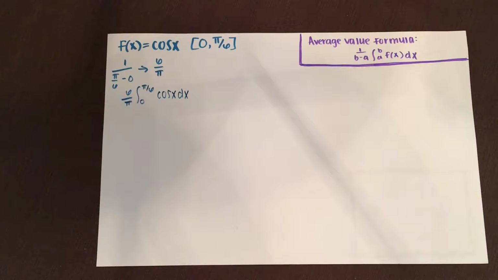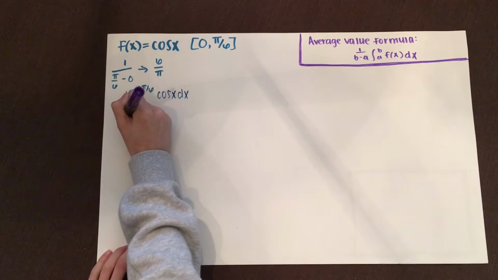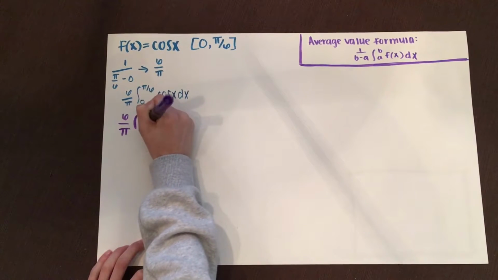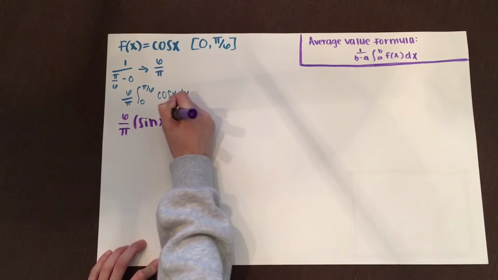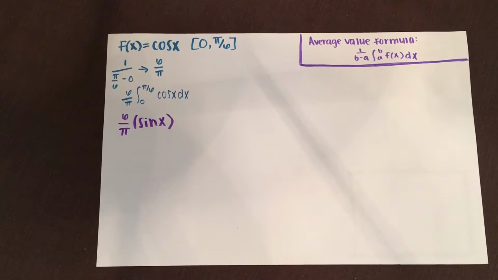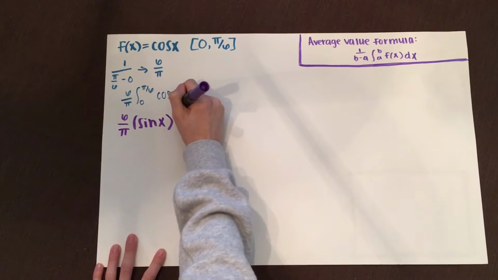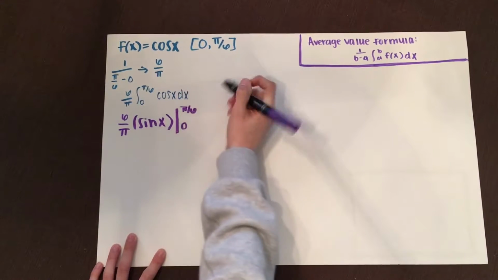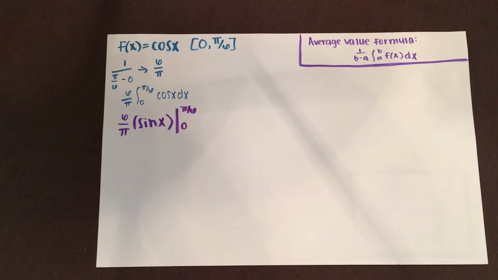And now you're going to take this and you're going to take the integral. So to take the integral, we're going to do cosine of x. The integral of cosine of x is sine of x. So we have 6 over pi sine of x. And since we're no longer integrating, we're going to put a line, and we're going to put from 0 to pi over 6 because that is our interval.